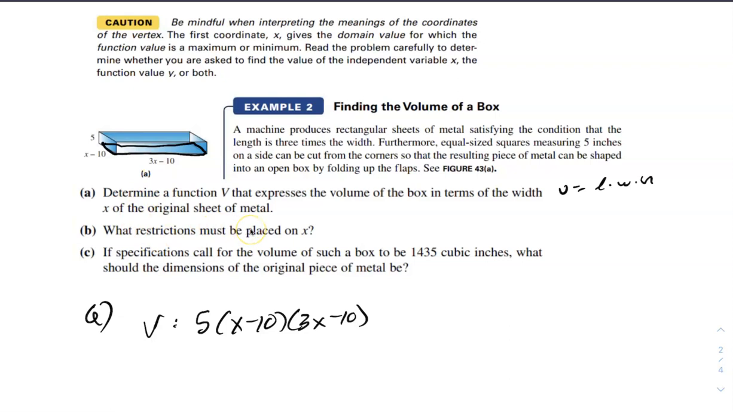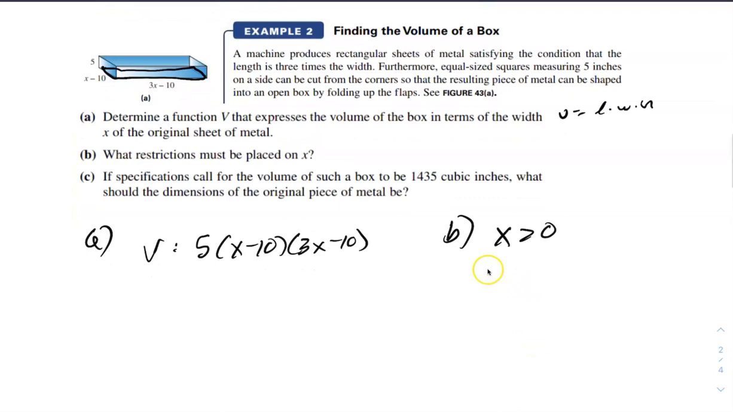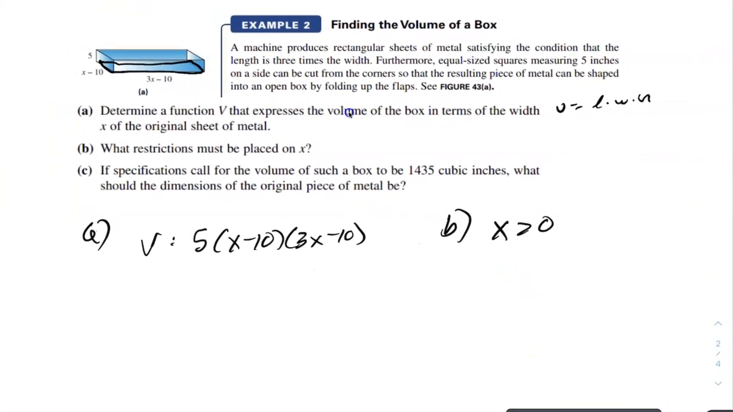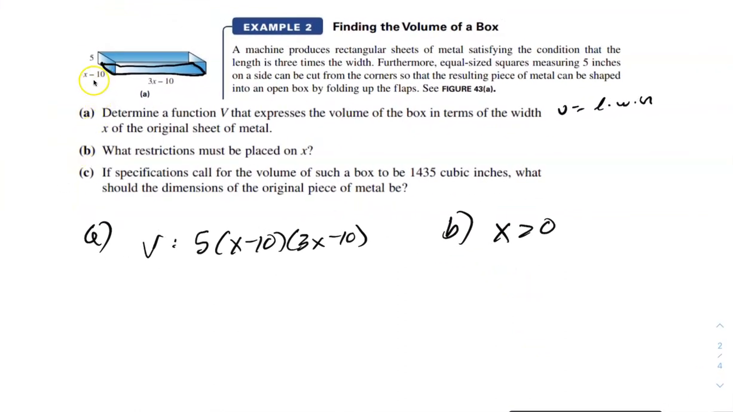What are the restrictions we can place on x? Just like last time, this is a side of a piece of a box, so it can't be negative. So x has to be greater than 0. Oh, so it can be 0. It can be a box if your x is 0. So x has to be greater than 0. Actually, this one's a little more fancy. I just noticed, like, this side, that's actually not right. This side has to be greater than 0. That side can't be negative, or this side can't be negative also.